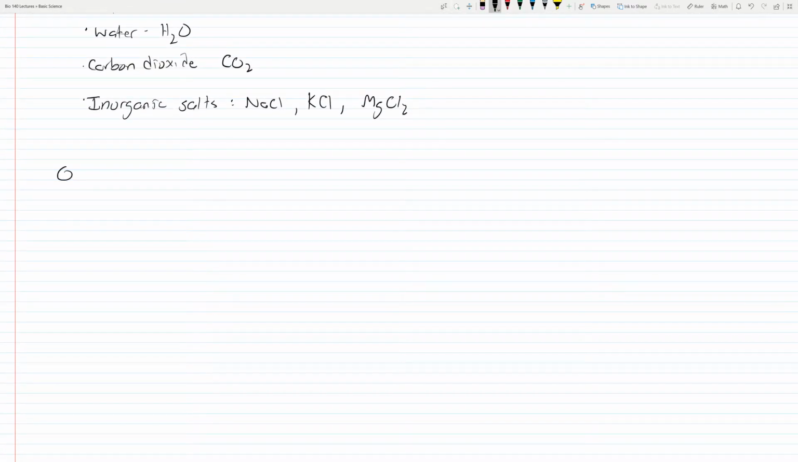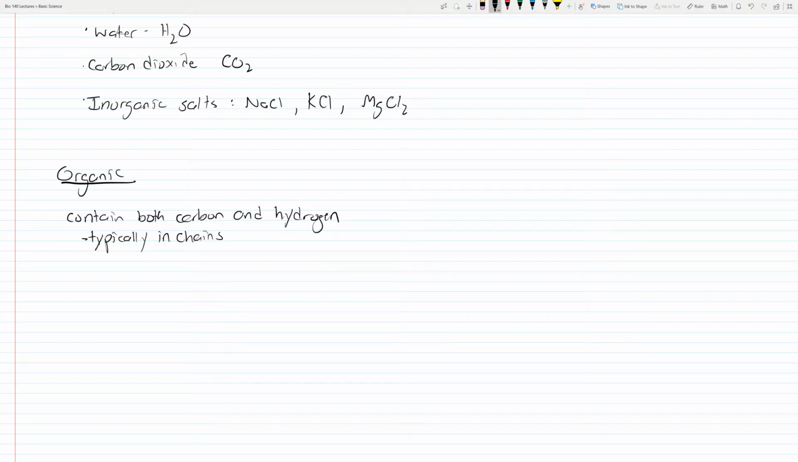Organic molecules do contain both carbon and hydrogen, typically in chains. So what this means is you'll have a molecule with a carbon and a carbon and a carbon and a carbon, etc., and on these you'll have various hydrogens attached. That would be an organic molecule. It's just chains of carbons.